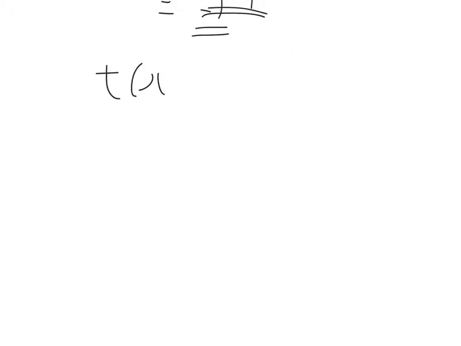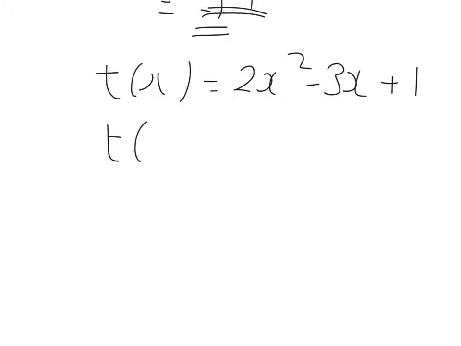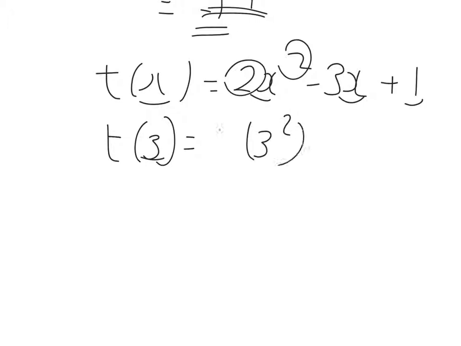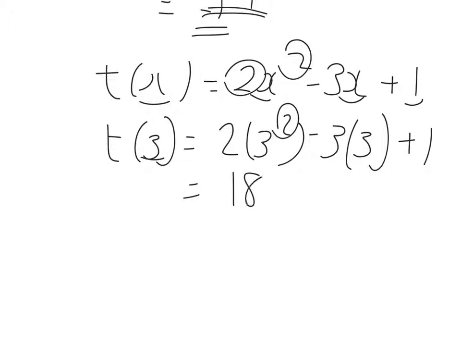Okay, t of x equals 2x squared minus 3x plus 1. And we're going to find t of 3. So whatever's in the bracket, write it down, square it, multiply by 2, and then take away 3 lots of whatever's inside the bracket, and then add on 1. So 3 squared is 9, times it by 2 is 18, minus 3 3s are 9, plus 1. 18 minus 9 is 9, plus 1 is 10.